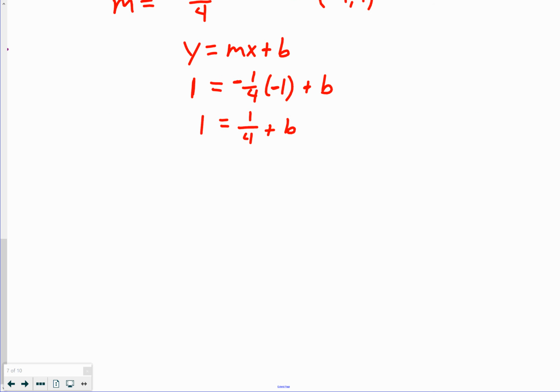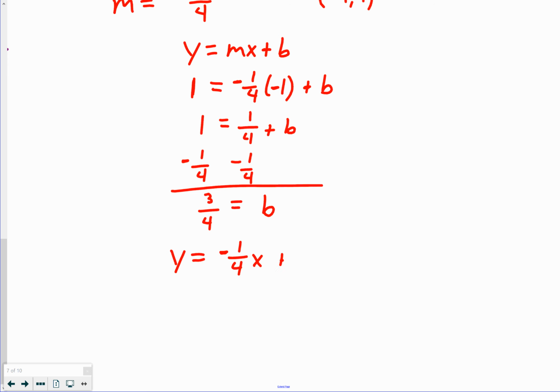How do I move that 1/4 to the other side? Subtract 1/4. And you get b equals 3/4. Now, you have to actually write this. I get a lot of students that do this way and they stop here. All right, can't stop here. You have to actually write it in slope-intercept form. y equals negative 1/4 x plus 3/4. And you can confirm, if you just look up a little bit on your slides, that it's the same thing.